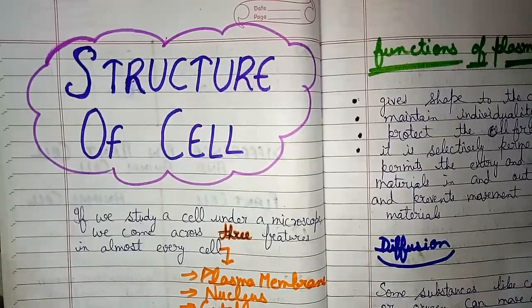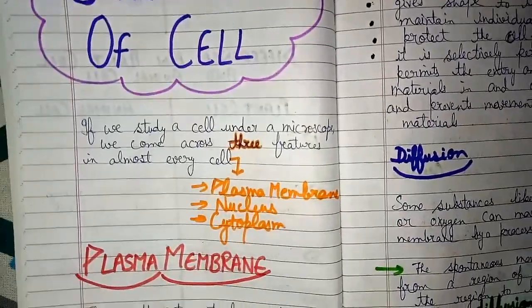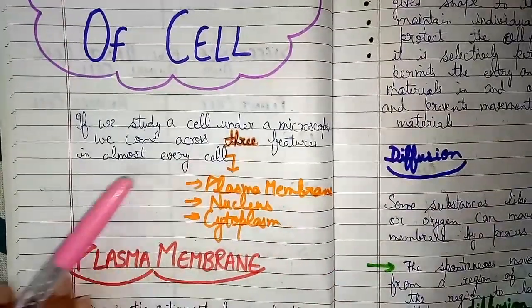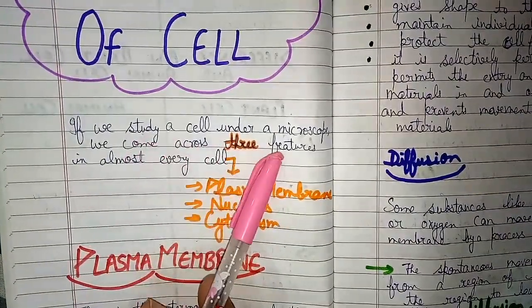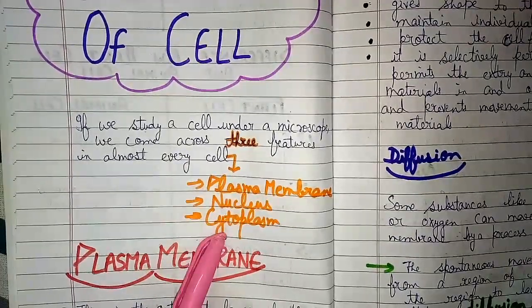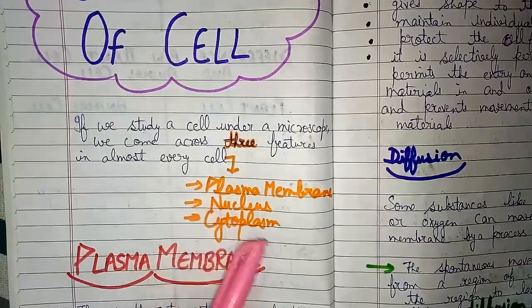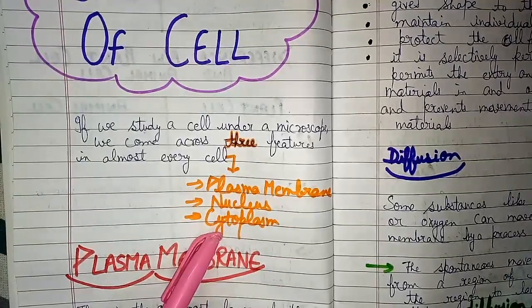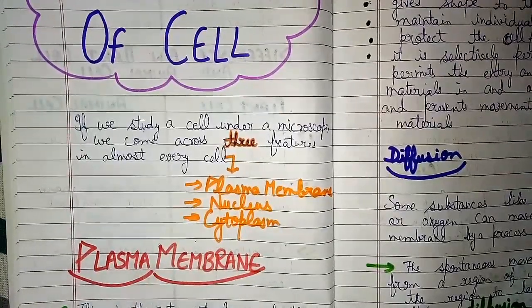Today we will discuss the structure of a cell in detail, that is, what the components or parts of a cell are. If we study a cell under a microscope, we come across three main components. First is the plasma membrane, second is the nucleus, third is the cytoplasm. First we will discuss the plasma membrane in detail.